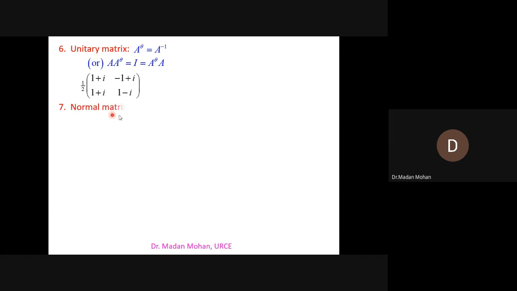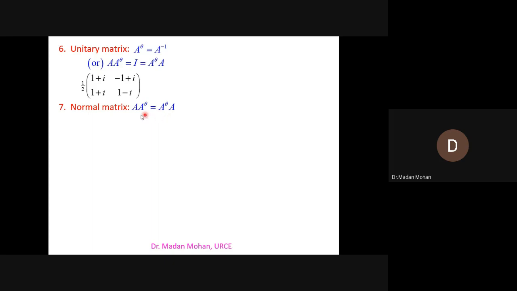Normal matrix means, suppose A·A^θ and A^θ·A are equal. A matrix is given; find its conjugate transpose and multiply in reverse order also. If those are equal, such a matrix is said to be a normal matrix. Please observe, every unitary matrix is normal, because for a unitary matrix these two are equal, and also equal to I. But a normal matrix need not be unitary, because the result may not always be I.